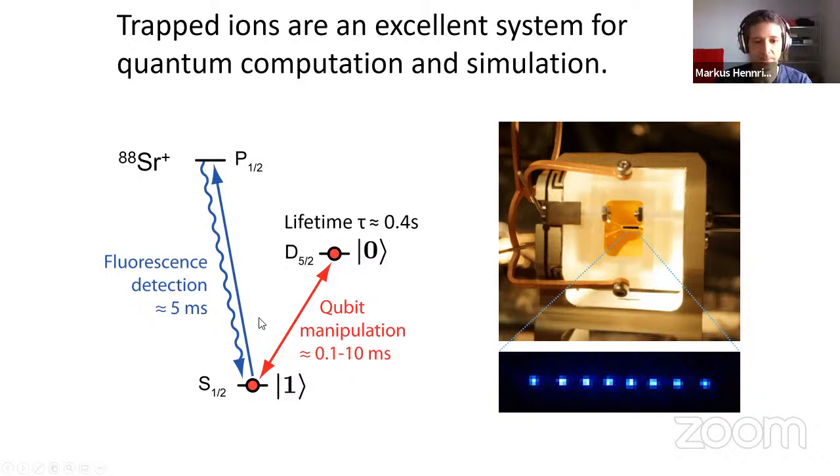If we want to detect the quantum state of this qubit, we shine in a laser at 422 nanometers, exciting it to the P1/2 excited state. From there, it decays fast back and scatters a lot of photons. By fluorescence detection, we can now detect the S1/2 ground state. If the ion fluoresces, it's in the S1/2 ground state. If it is in the D5/2 metastable state, then it just doesn't see that laser and doesn't scatter photons. So by distinguishing whether the ion has fluorescence or not, we can distinguish the two qubit states.